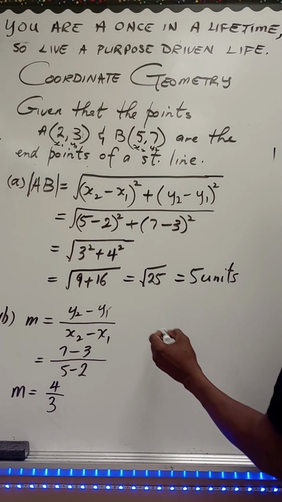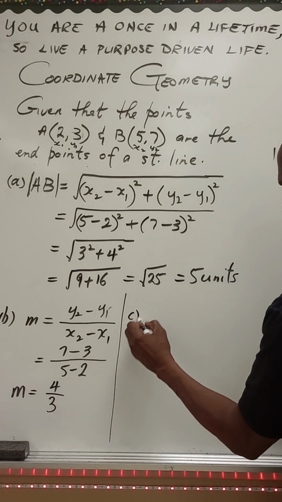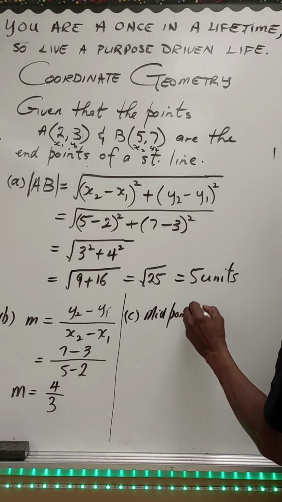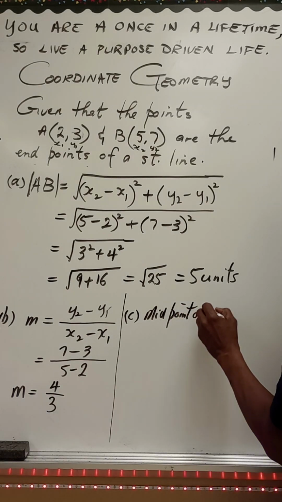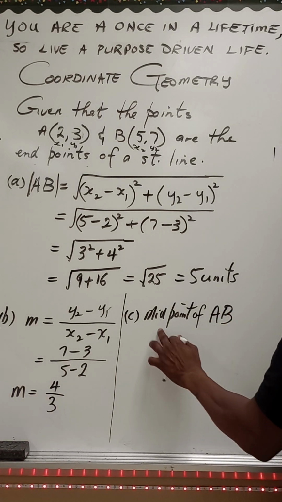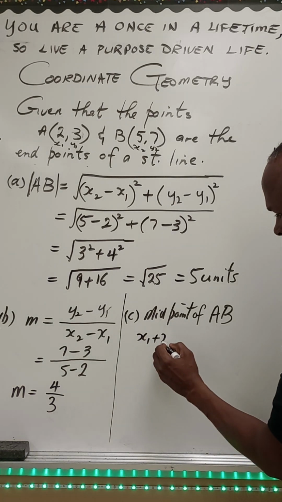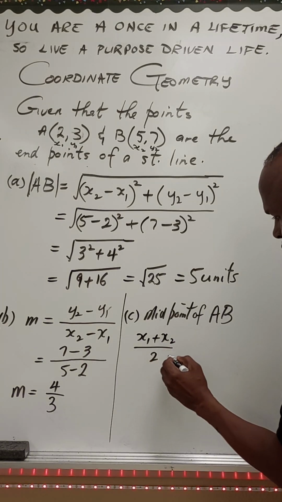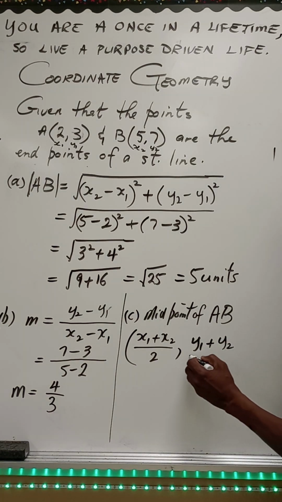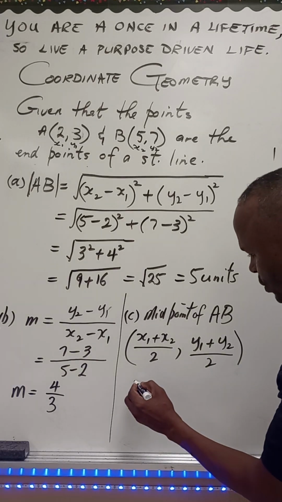And finally, we're going to find our midpoint. And we put a separator here. I'm going to call this part C. We're going to find the midpoint of straight line AB. And to find the midpoint, we're going to sum up the x's and divide by 2. We're going to sum up the y's and divide by 2. And from there, we're going to do our substitution.